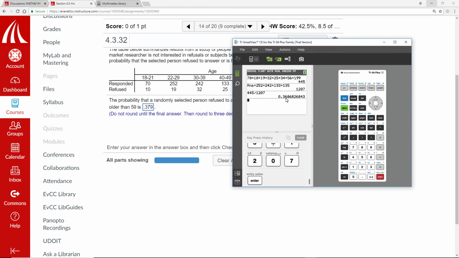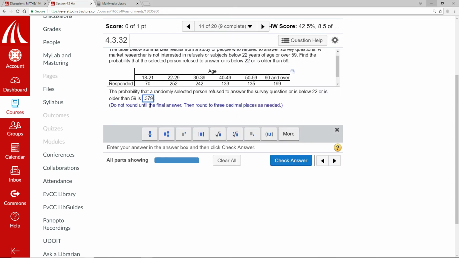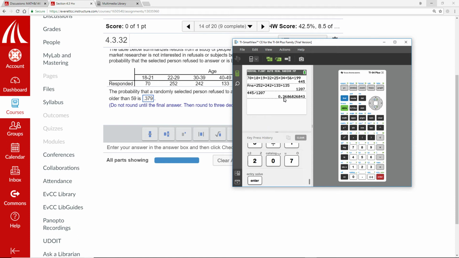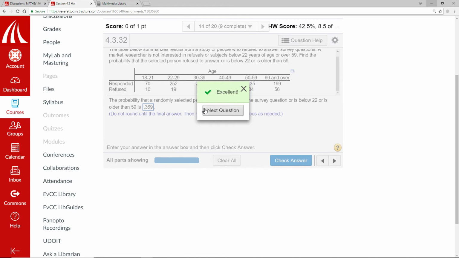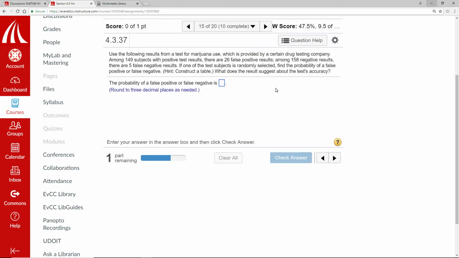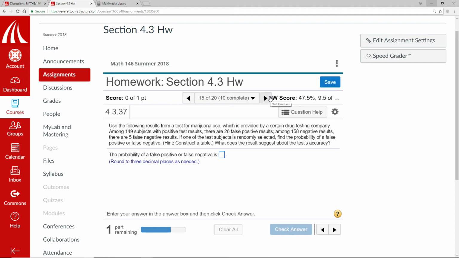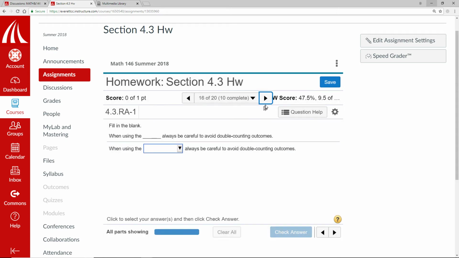Actually, it should be 0.369. The answer is 0.369, and I put 0.379. It should be a 6 there. Okay. So for this, you just construct your table, and you can do it that way.